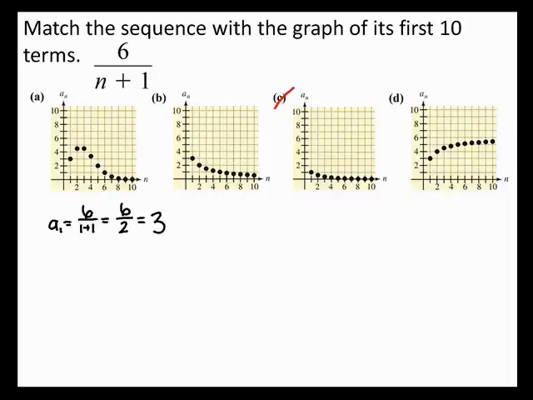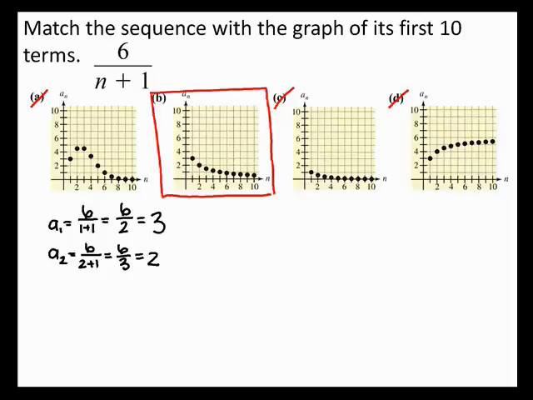Substitute 2 in for n. Simplify 2 plus 1. Simplify 6 divided by 3. You find that a2 is equal to 2, so that narrows it down to B. The graph of the first 10 terms of 6 divided by n plus 1 is graph B.